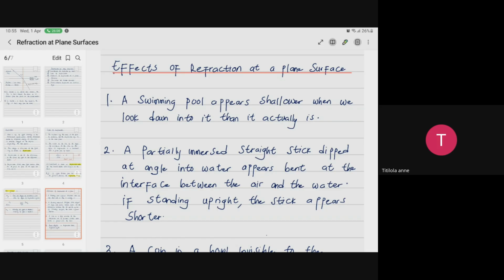I will not have time to start explaining that. Now, a swimming pool appears to be shallower when we look down into it than it actually is. Sometimes when you're looking at the swimming pool, you think that you can just put your leg in and swim everything. It is when you enter that you know it's deeper than you imagine. Because of refraction, if you are looking at the bottom, you are seeing the surface up. That thing is deeper than that.